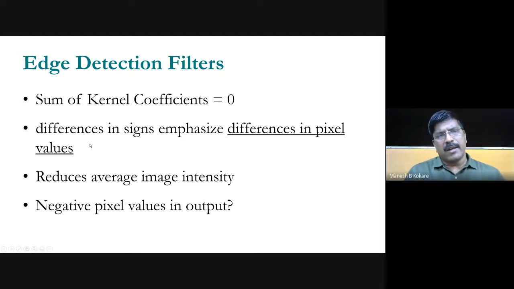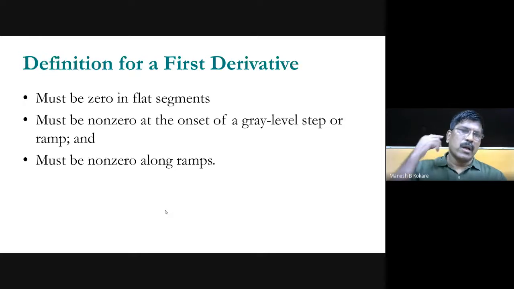Another thing is that differences in sign emphasize differences in the pixel values. Another thing is that a high pass filter reduces the average image intensity. And then sometimes negative pixel values may be there in the output, so you have to take care of that by taking the absolute value and so on.